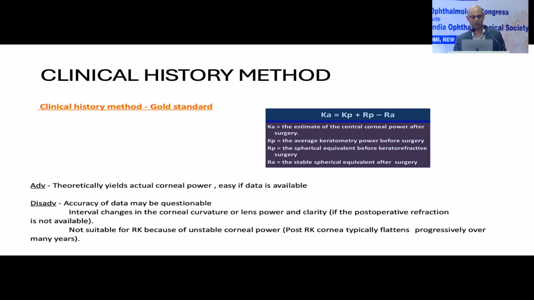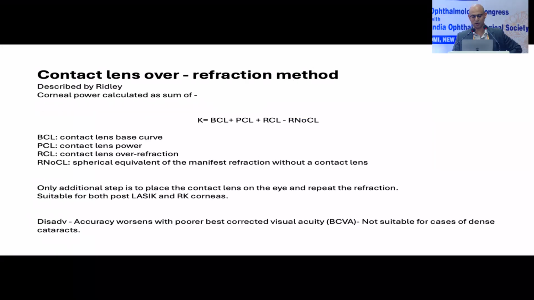Kp is the actual measured reading before surgery, Rp is the spherical equivalent before keratorefractive surgery, and Ra is a stable spherical equivalent which hopefully should have been documented after surgery. In this, sometimes you may have questionable accuracy, you may not have documents, and you can't really go on what the patient says. They will say 3 diopters, but it may have been 3 diopters with 2 cylinder, and that totally changes the spherical equivalent. And it's not suitable for RK because of the unstable corneal power, as we know. It keeps changing in RK patients.